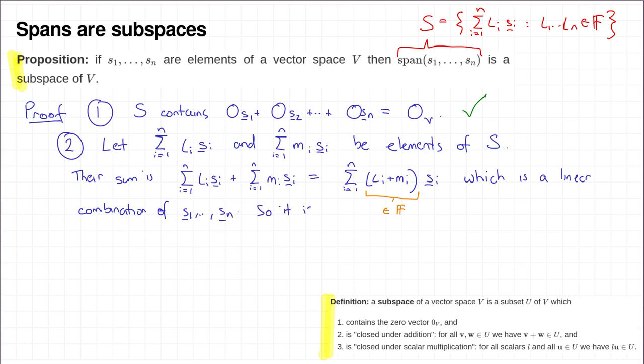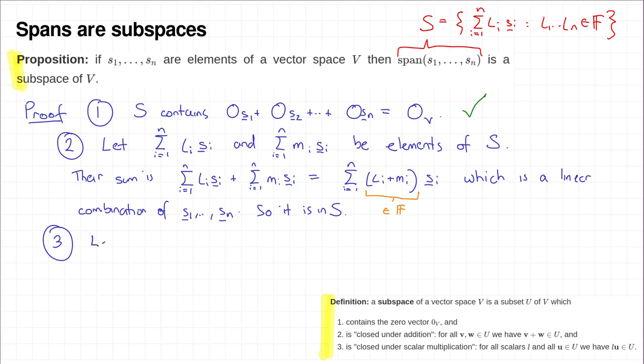So it is an element of S, right? And we're done. We've shown that any sum of two elements of S is also an element of S, which means S is closed under addition. So we have the final thing to check, which is closure under scalar multiplication.